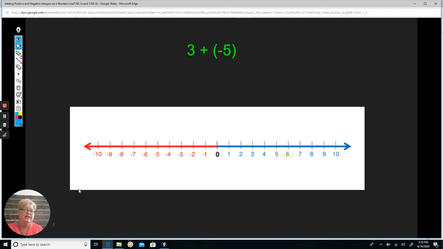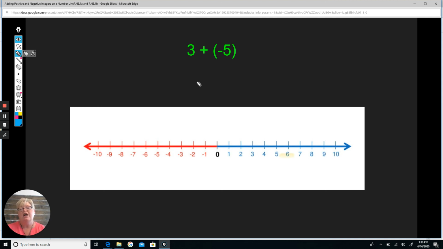Our first problem is 3 plus negative 5. Now, I want you guys to be really careful and pay attention. This is parentheses. It is not an absolute value sign. Absolute value signs are straight. These are curved. The only reason that we have parentheses here is to separate the plus sign from the negative sign. It's just to separate it.